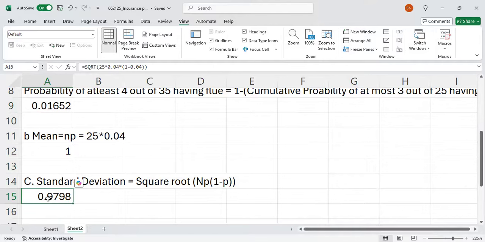So I hope you have stuck around with me and seen these tricks that we can use in Excel without resorting to our TI-84 calculator.